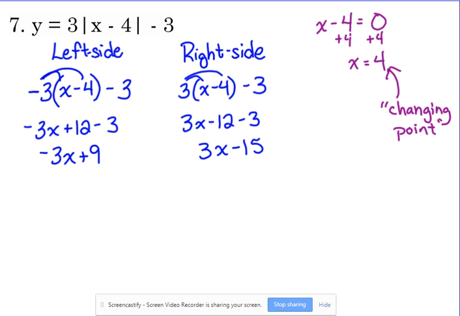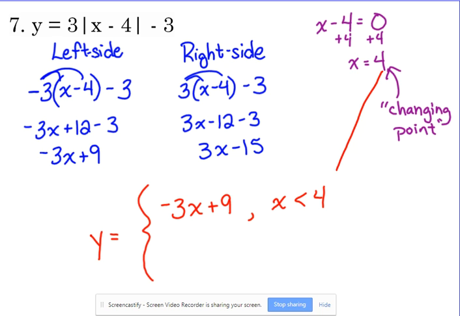So to write this as a piecewise function, we write y equals, we put a big brace right there because we're going to have two lines. I always do the left side first. So I put negative 3x plus 9. That is true when our x values are less than 4.